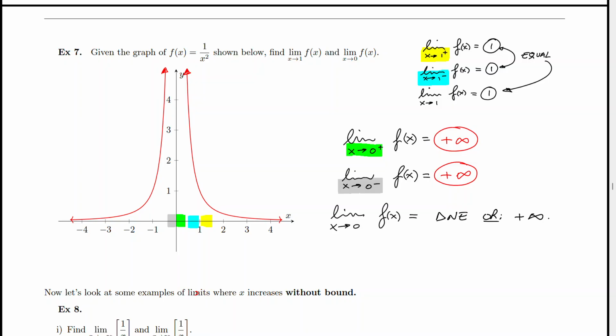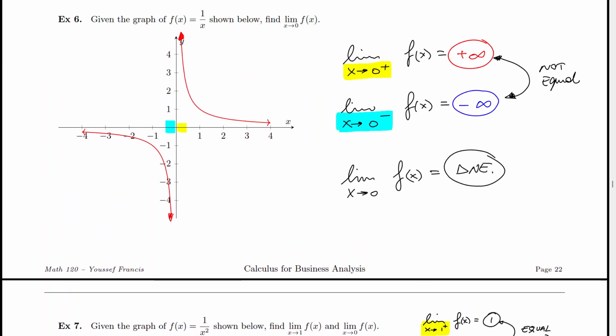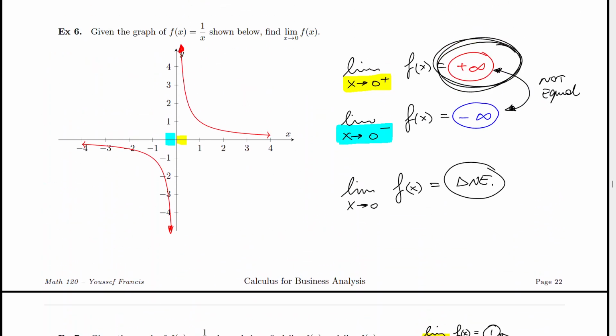Okay, so what's the difference between this one and the previous one? In the previous one, the limit on one side was plus infinity, the other one was negative infinity, and these are not numbers, so obviously they're not going to be equal. And so therefore, the limit at 0 did not exist.